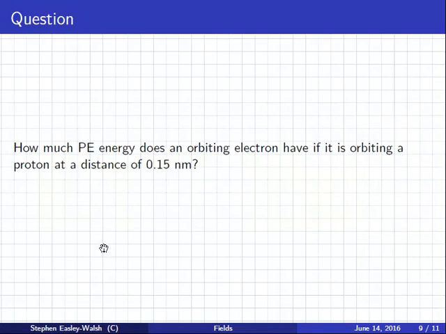Right. This is a shorter one. How much potential energy does an orbiting electron have if it's orbiting a proton at this distance? Okay, this one is much easier. I hope you get this one right. Be careful. Don't forget, there's no square in this formula.